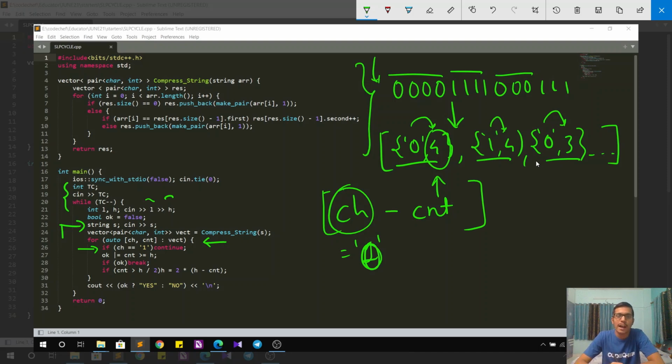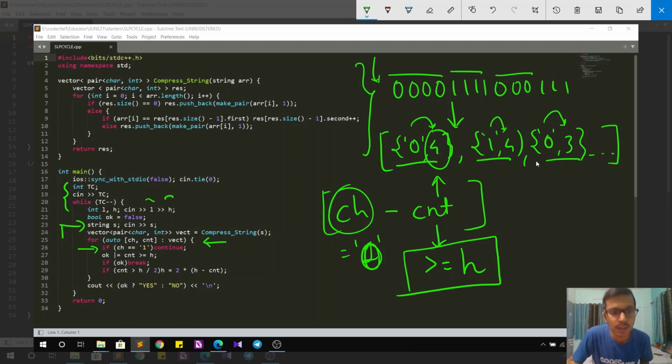So for that I check if the count is greater than or equal to my current h. Okay, so if it is greater than or equal to my current h, it means I can sleep in this current chunk and complete my whole quota. So in that case, my answer is done. That is, the answer is yes. So I just mark my Boolean variable OK by doing an or equal to operation. And if I have completed my sleep, I just break. That is, if OK, break.